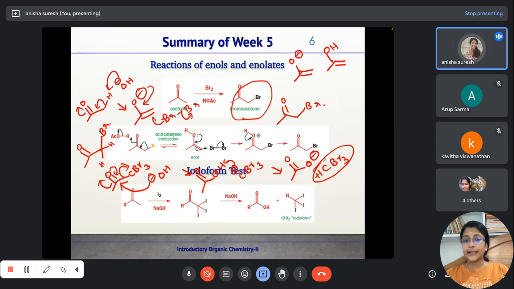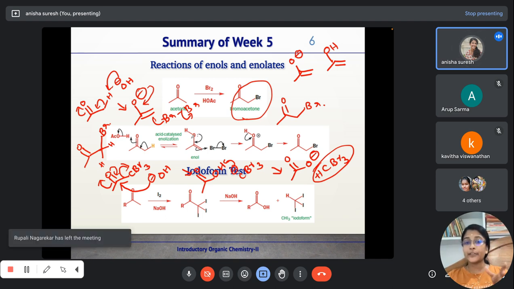And similarly, this reaction with the base is used as a method for testing methyl ketones. It is named the iodoform test, and the mechanism happening will be similar to that of this reaction we have seen here with the base leading to formation of bromoform. So a similar mechanism will take place in the iodoform test, where instead of bromine, iodine will be used.